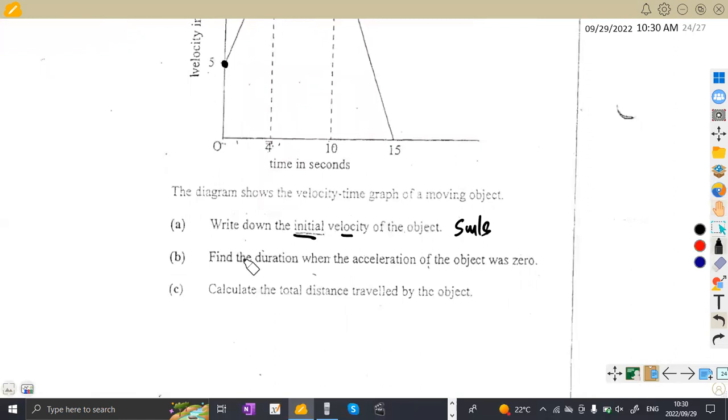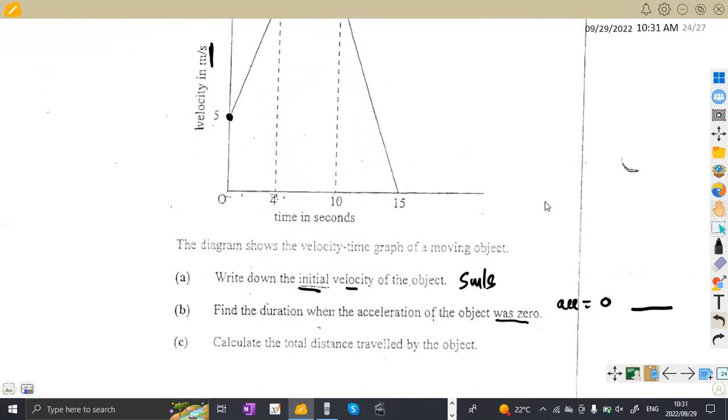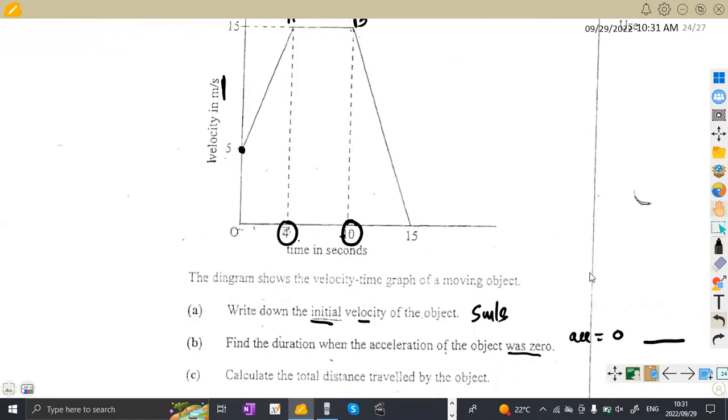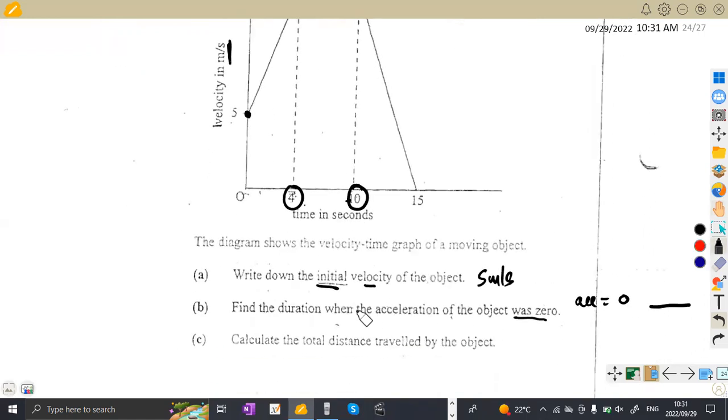Then the other question: find the duration when the acceleration of the object was 0. Acceleration is equal to 0 when there is a horizontal line, when velocity is constant. Let's just say this is A, this is B. That is where acceleration is 0, it's constant. So how many seconds? From 4 up to 10, you simply subtract 10 minus 4, which is 6 seconds. So the duration is time, 6 seconds.